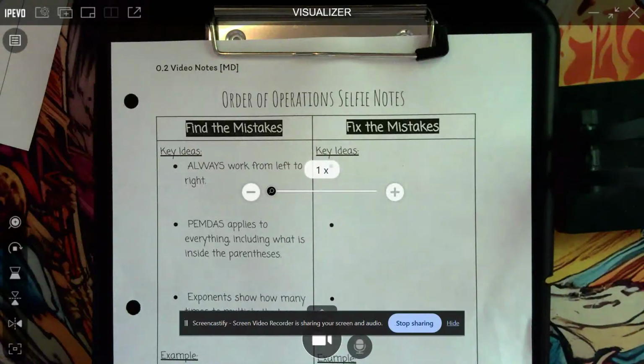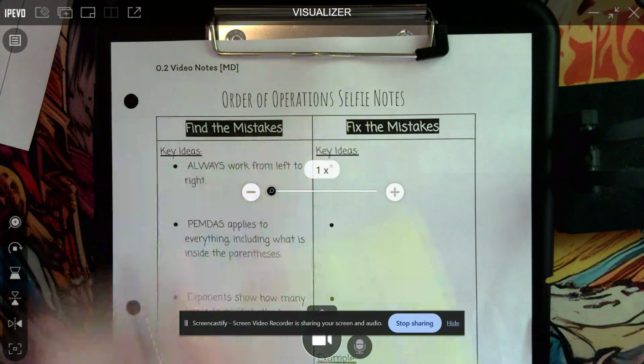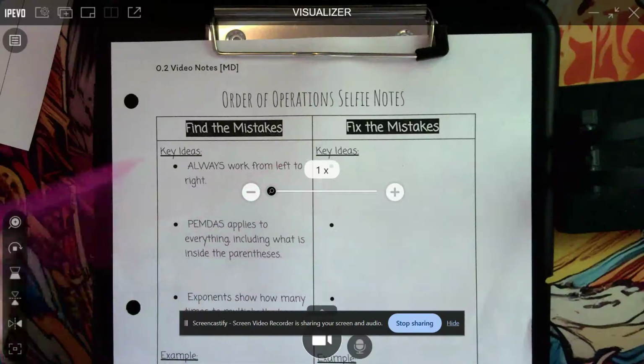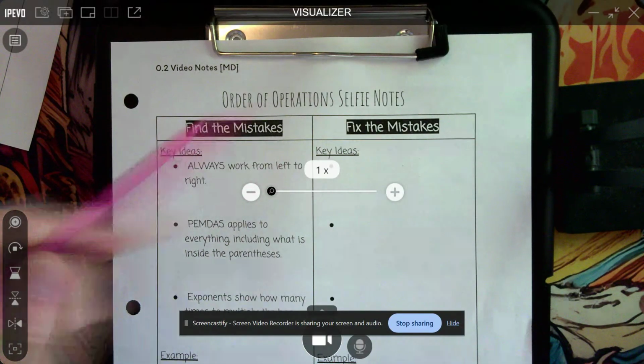Hey guys, let's get to 0.2 must-do video notes. We're going to be reviewing order of operations, and they're called selfie notes. Okay, so if you ever hear the word selfie notes, this is the format that they are. We have find the mistakes and fix the mistakes.